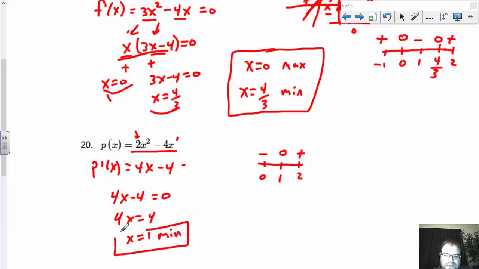And that's the only one you get, because that's basically the what? That's the vertex right there, at x equals 1. That's the vertex of the parabola. Okay, call it that, the vertex.